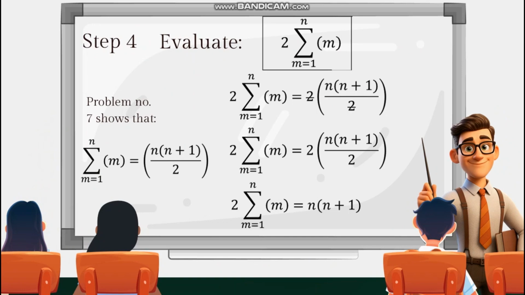For our step 4, since we're done evaluating 2 times the summation of m taken 2 from 1 to n, we can now proceed with evaluating 2 times the summation of m from 1 to n. We have been given a proof that the summation of m from 1 to n is equivalent to the quantity of n times the quantity of n plus 1 all over 2, and by using substitution, we are now given the equation 2 times the summation of m from 1 to n is equal to 2 times the quantity of n times n plus 1 all over 2, to which we can divide out 2. By doing so, we are now left with 2 times the summation of m from 1 to n is equal to n times the quantity n plus 1.